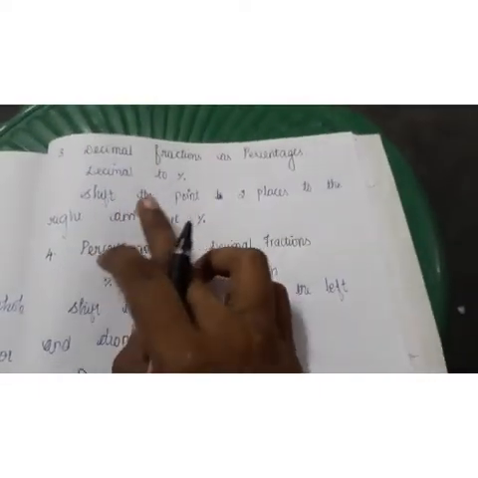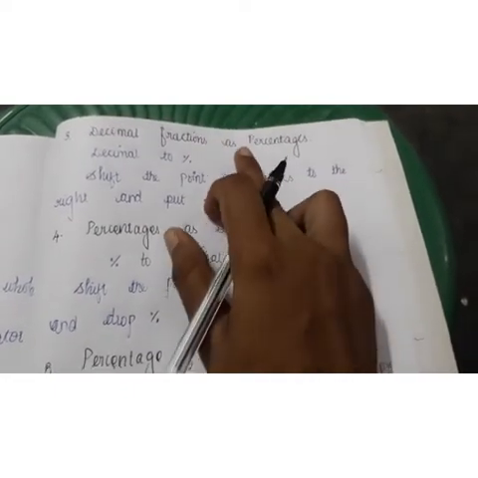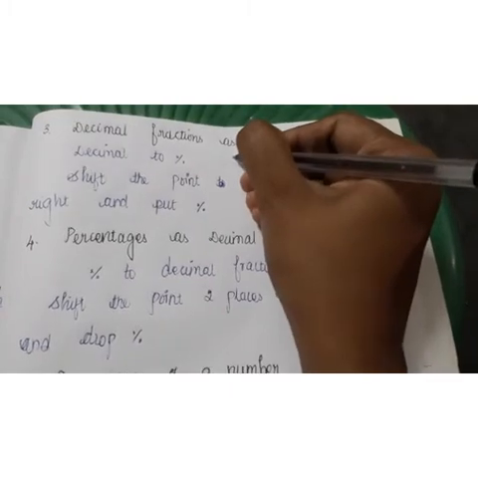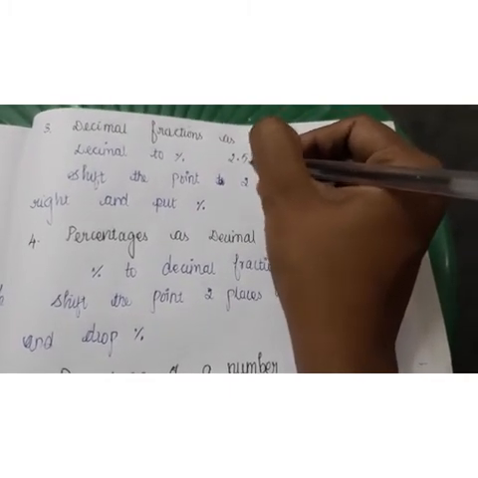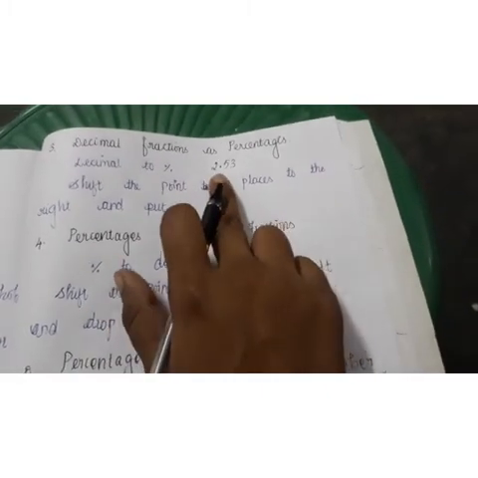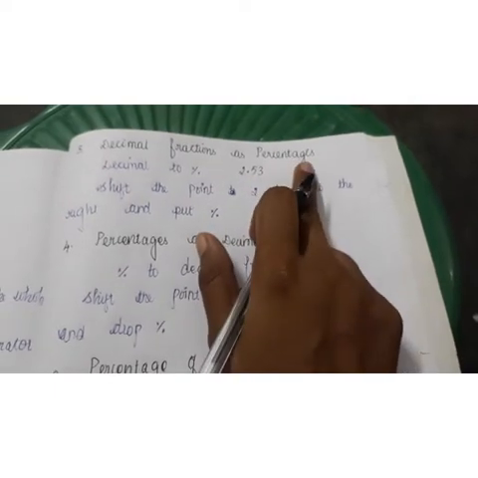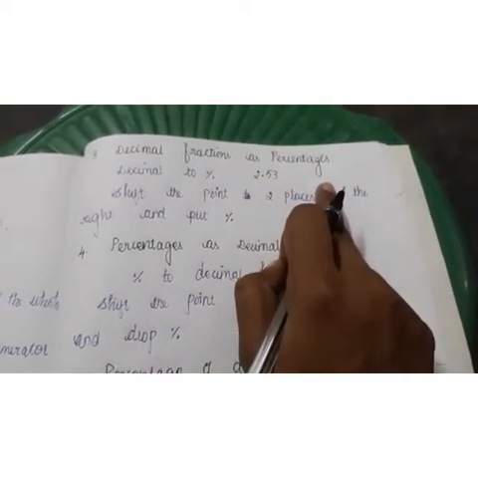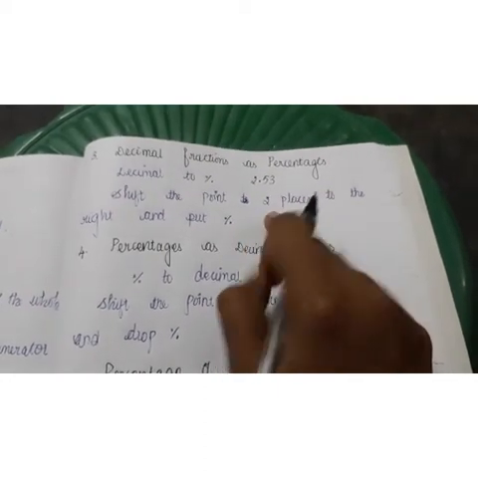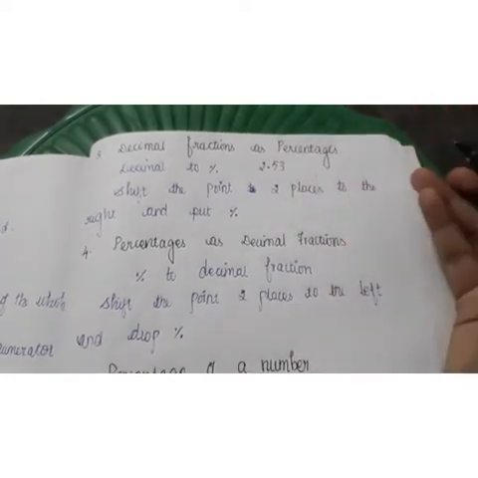Then you can see here the third type, decimal fractions as percentage. Decimal fraction means, as you know, numbers with a decimal point, like for example 2.5, 2.53. This is a decimal fraction, and you have to convert it into a percentage. What you have to do is shift the point 2 places to the right and put percentage. Because you are going to convert this decimal into a percentage, right?